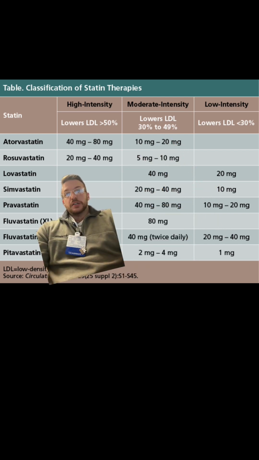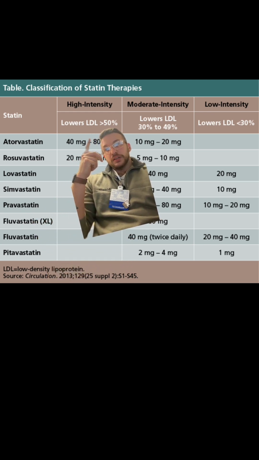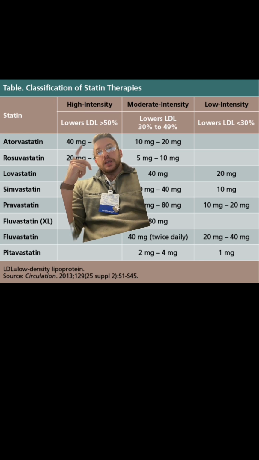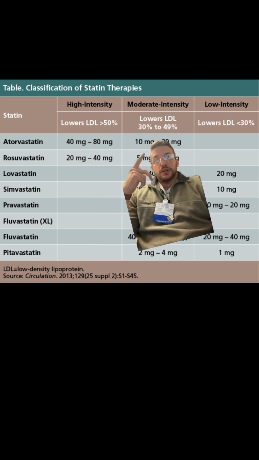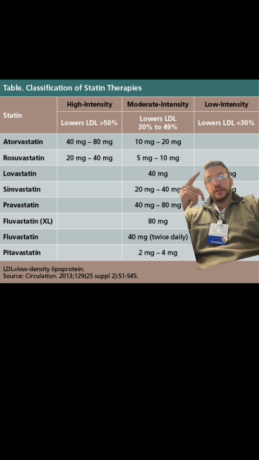Another distinguishing factor between high, moderate, and low intensity statins is the ability to reduce LDL. So you can see that high intensity statins have the ability to reduce LDL by greater than 50%. And then moderate is 30 to 49%, and low intensity is lowering LDL less than 30%. And the LDL goal that we target in patients really depends on that specific patient.